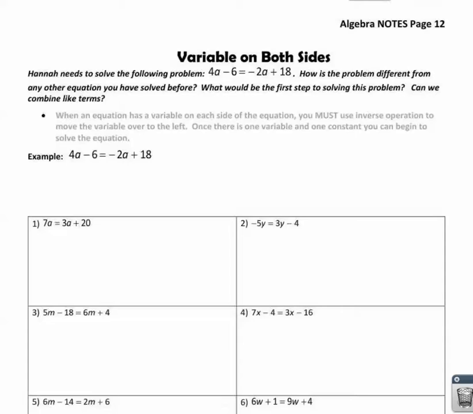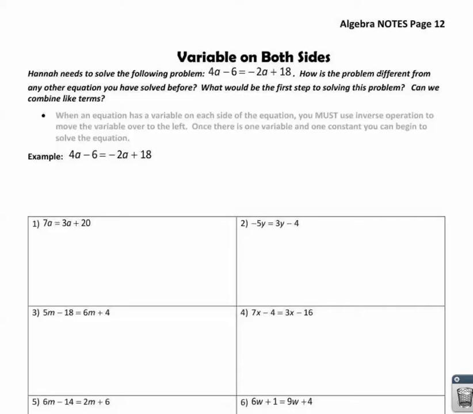Today we're going to talk about variables on both sides. So in the example, Hannah needs to solve the following problem: 4a minus 6 equals negative 2a plus 18. How is the problem different from other equations you have seen before? What would the first step of the problem be? And can we combine like terms?